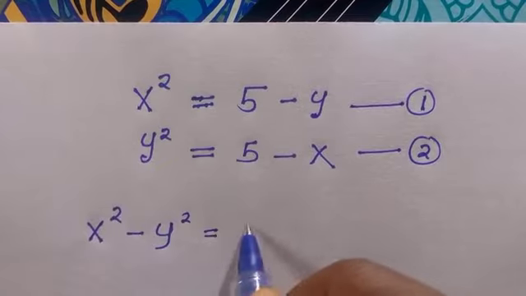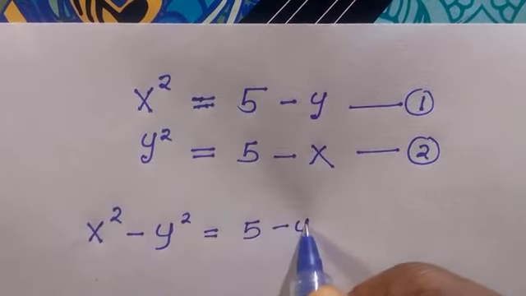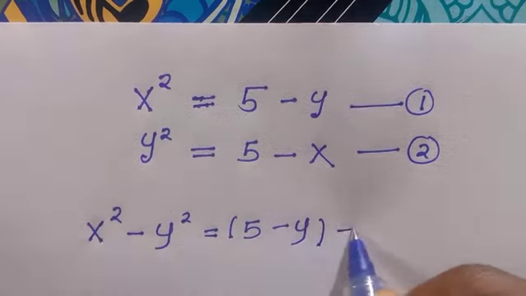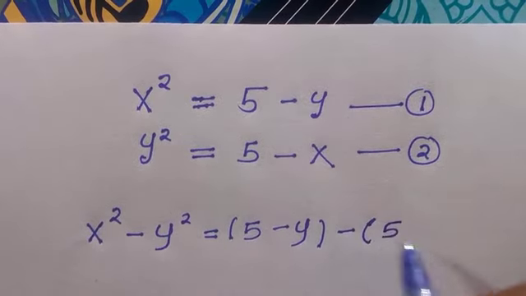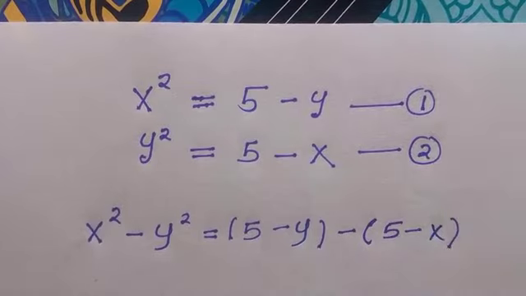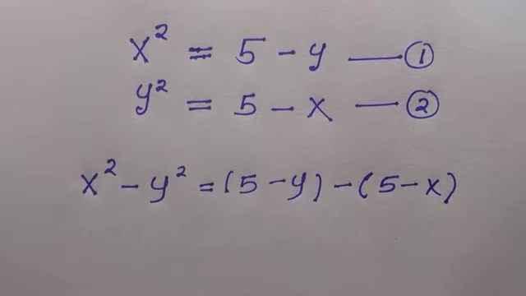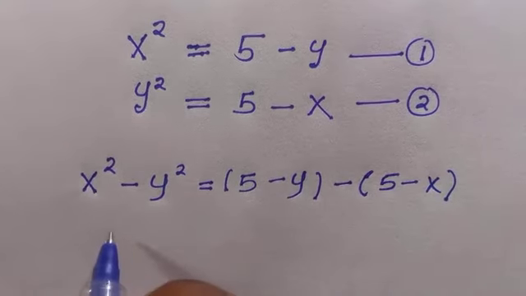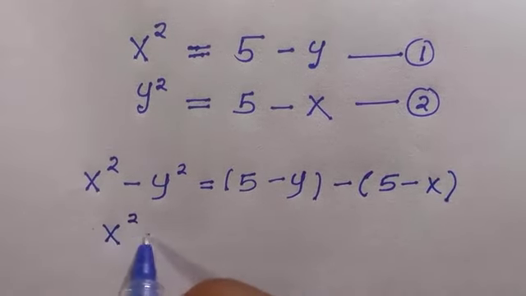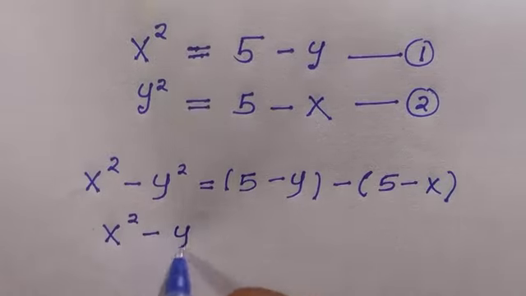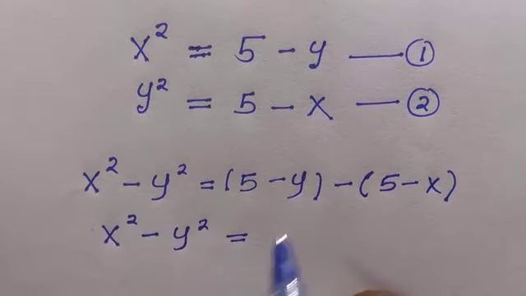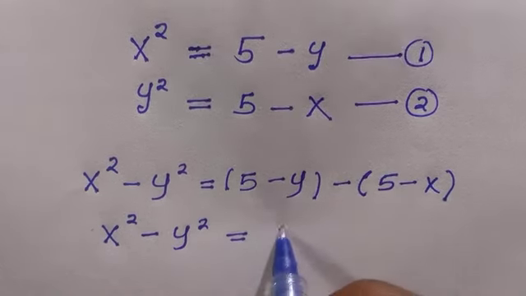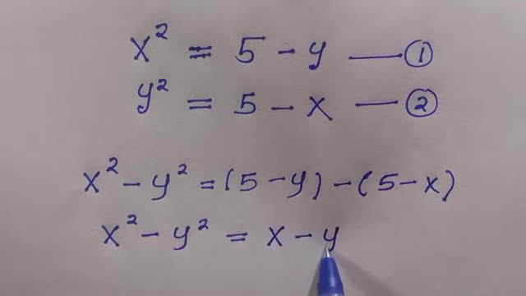And here we have x squared minus y squared equals 5 minus y, minus bracket 5 minus x. After this has been done, 5 and 5 will cancel each other. So here we have x squared minus y squared equals, the y cancels and the x becomes positive, so therefore we have x minus y.